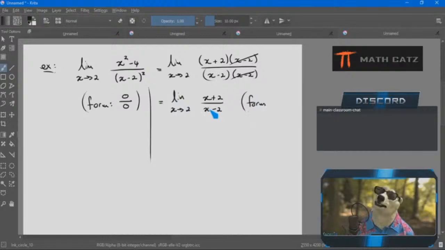So let's check the form of this guy. I have a new function in the limit question. So let's see if the form is the same or not. Numerator goes to 4. Denominator goes to 0. It's a new function. The form could change, which is why I do it again. It's 4 over 0.